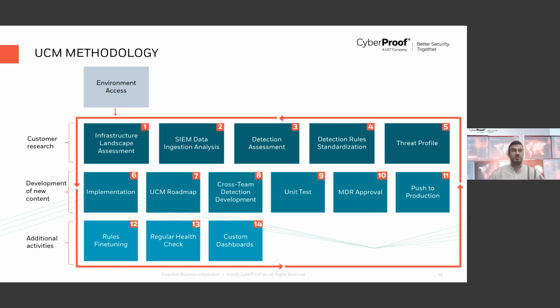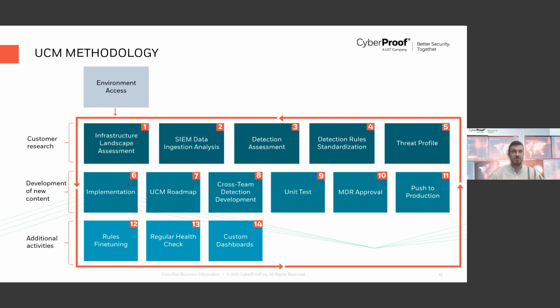So here on the slide, you can see our use case management methodology, which consists of a few steps. First, step zero is when we have access to the environment and integrations of all of our tools, mainly CTEM tools. Then all of the methodology is divided by layers. So we have customer research, development of new content, and also some additional activities. It's like a circle, so we do it again and again.